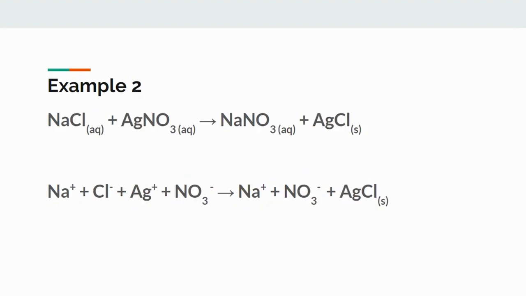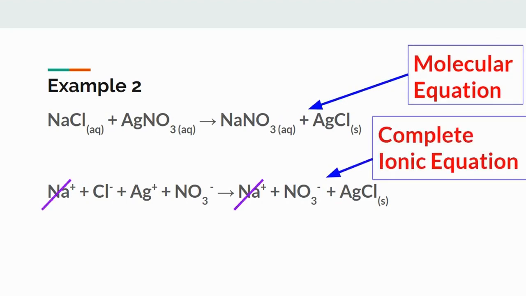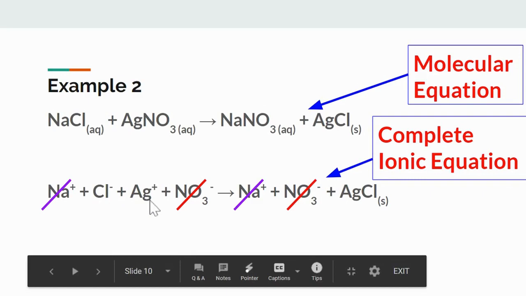Let's look at this other example. So again, that first one was our molecular equation. Then we took it, we broke it into its individual ions for anything that was aqueous to give us our complete ionic equation. So let's check to see what kind of spectator ions we got going on. I see that I have Na+ on both sides, those cancel. I also have NO3- on both sides, those cancel. But that's the end of where I have ions that are exactly the same on both sides of this equation.